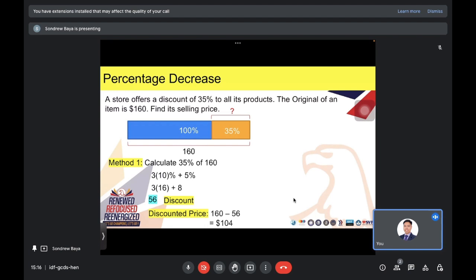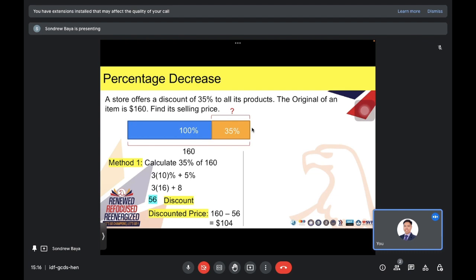Now we have a second method for percentage decrease. The second method is analyzing this object here. So if the original price is 100%, and if we are to lessen this by 35%, ask yourself this question: how much percentage will you be paying?